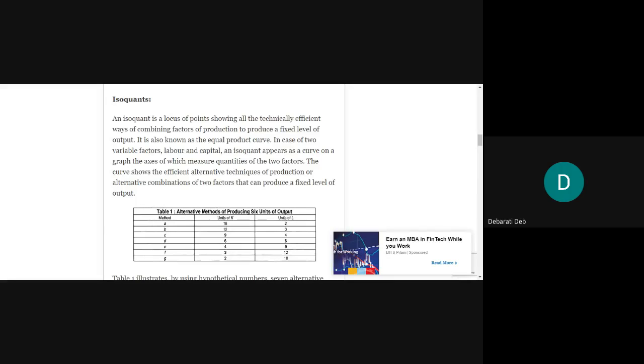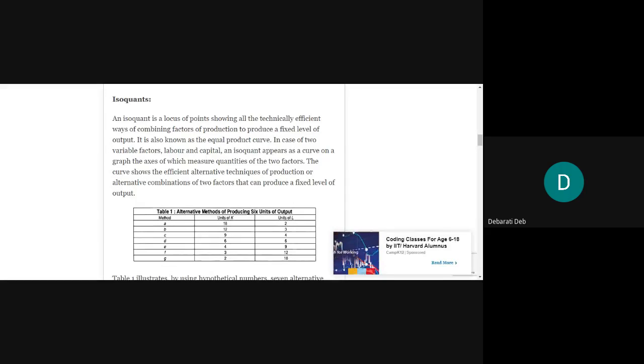So we need a perfect concept economically so that we can build up a perfect combination of the factors of production so that the fixed level of output can be achieved, and also the factors of production can be utilized efficiently. So the isoquant will give you a certain combination of factors of production so that you can utilize those combinations only, and you can do it efficiently in order to produce a fixed level of output.